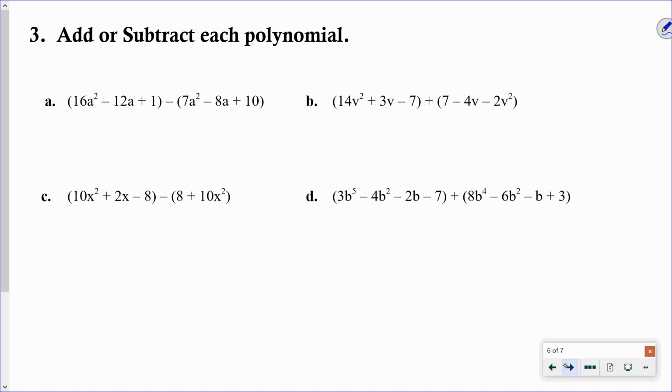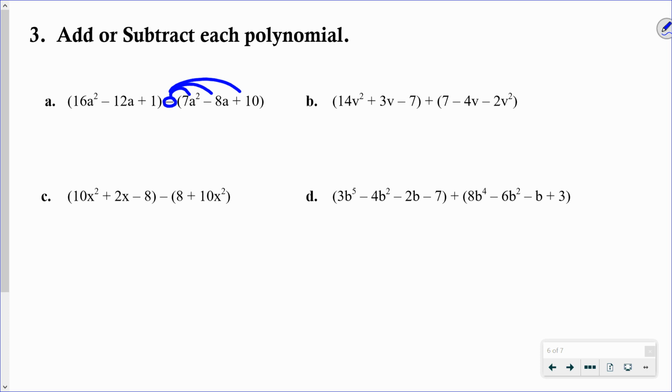So when you run across problems like this, the directions are just going to say, perform the indicated operation. In this case, our only choice is to add or subtract, so you just have to identify, are we adding or are we subtracting? So problem A is a subtraction problem, which means this negative has to get distributed.